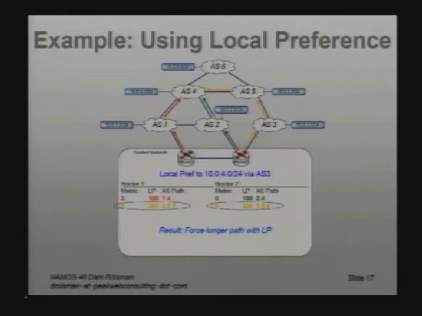An example of how we're seeing local pref being used. Let's say you want to send all traffic to 10.0.4 via AS3. Typically, 10.0.4 is actually shorter via AS1 or AS2. It's only 2 hops, 1, 4 or 2, 4. For whatever reason, you want to send all that traffic out AS3. Your easiest way is to set it higher than the default local pref, to 200, and that route will be selected, 3, 5, 4.